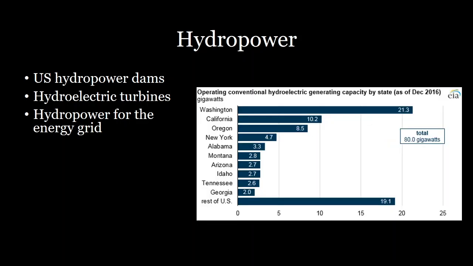We can look at each individual state as well and see where hydropower is most dominant. Washington State by far has the most hydroelectric power generation capacity, and it produces more than a quarter of the total hydroelectric power of the entire United States. And that's followed by California and Oregon, where you have these very large dams that have been set up on the only major rivers there.